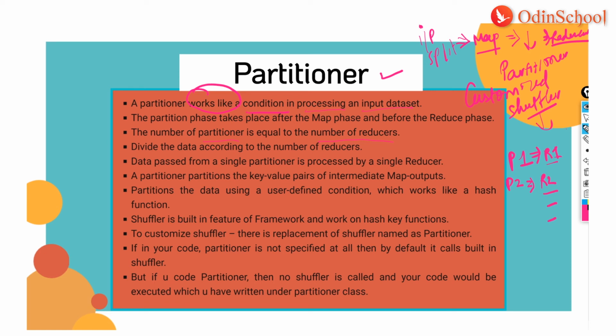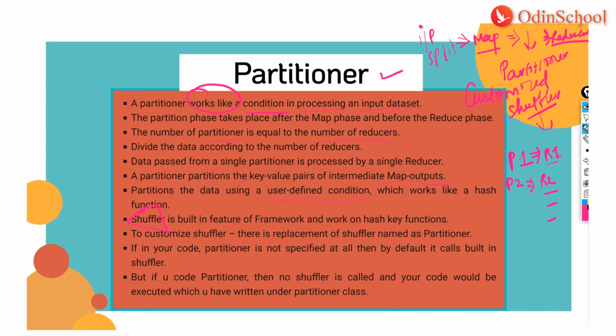So the partitioner will partition the key-value pairs of the intermediate map output. Definitely it will take output from the mapper. The partitioner will partition the data according to a user-defined condition which you will give in your program, which will act just like a hash function.